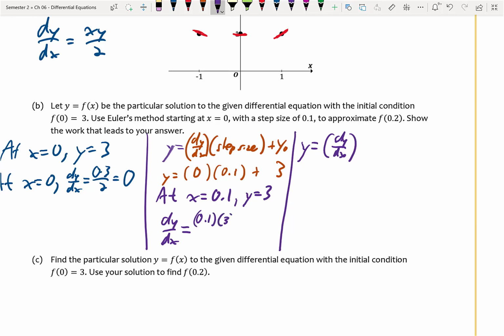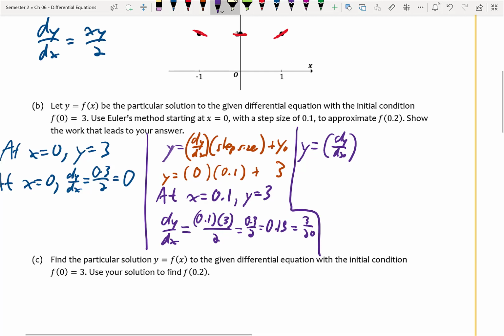0.1 times 3 over 2, which is 0.3 over 2. If you want to express that as a decimal, that's half of 0.30, so that's 0.15. Or if you want that as a fraction, that's 15/100ths. It's 3/20ths. I like fractions better, so I'm going to call that 3/20ths.